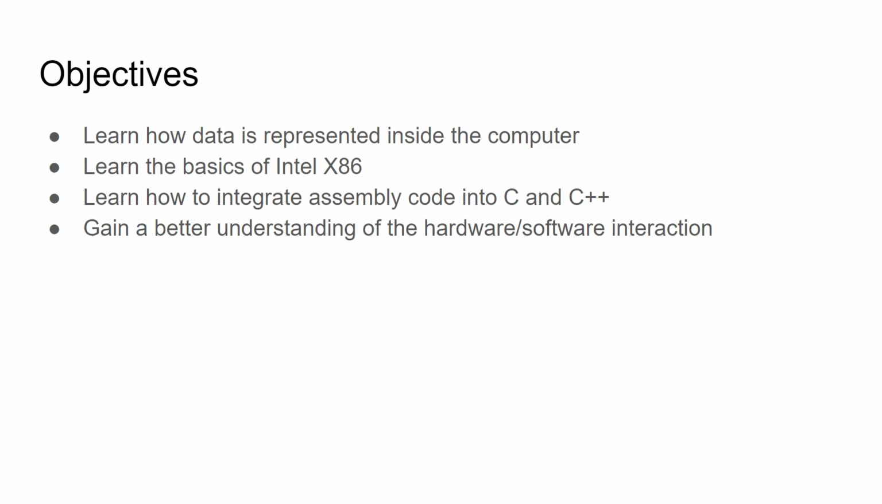Here we're going to learn how to represent data and how data is represented inside the computer. We're going to learn how to program in x86 assembly. Not really because we want to be programming in assembly, because to be honest, it really sucks a lot, but to get a better understanding of how the computer actually works. We're going to learn how to integrate this assembly code into our C and C++ code, and also gain a better understanding of how the hardware and the software in your computer interact, who's responsible for what, and what does what when.